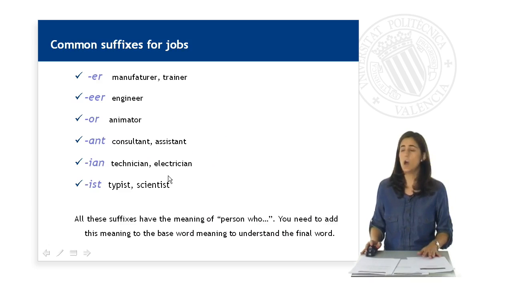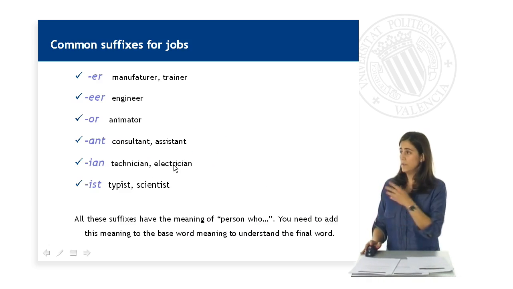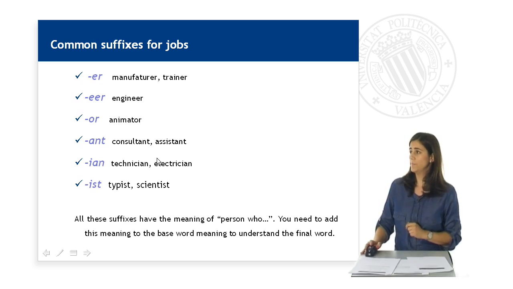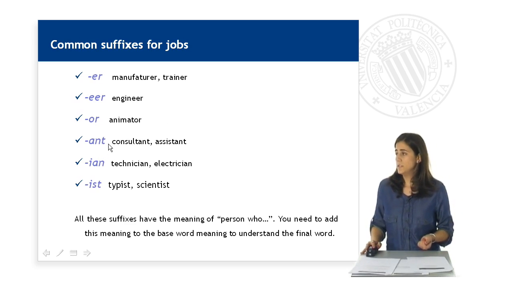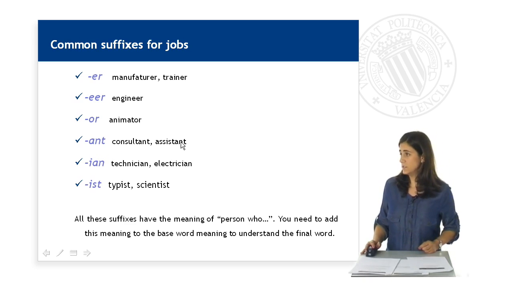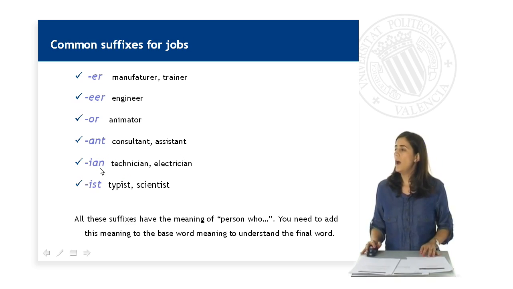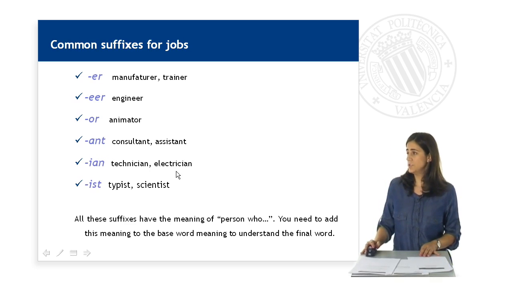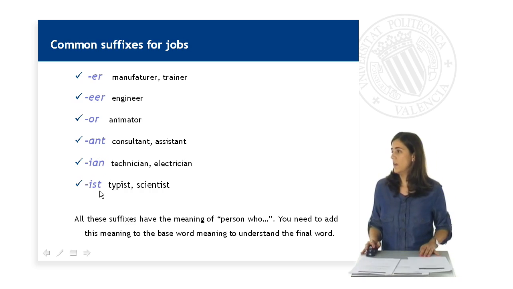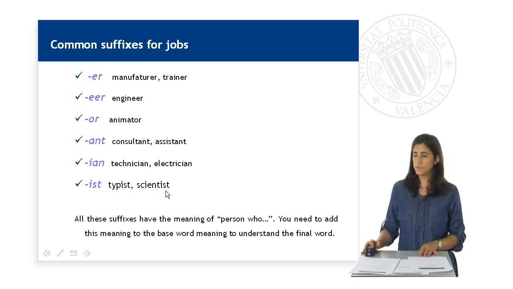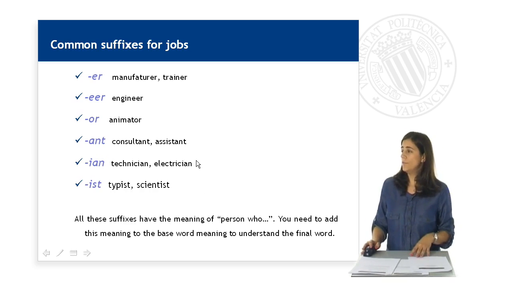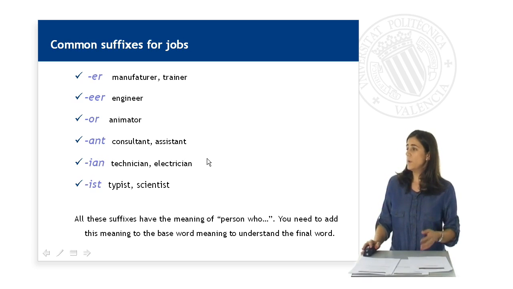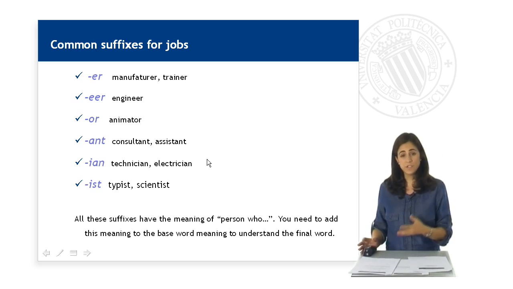Some common suffixes for jobs are -er, as in the examples manufacturer, trainer; double -er, as in engineer or animator; -ant, as in consultant or assistant; -ian for technician and electrician; and -ist, typist or scientist. All these suffixes have the meaning of person who. So you need to add this meaning to the base word meaning to understand the final word.